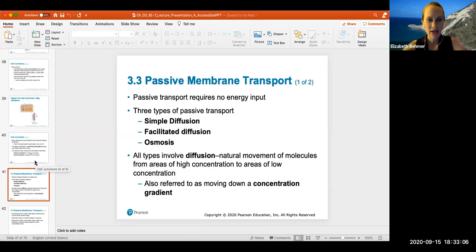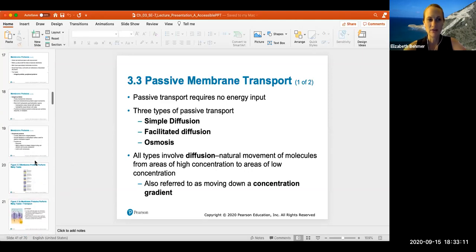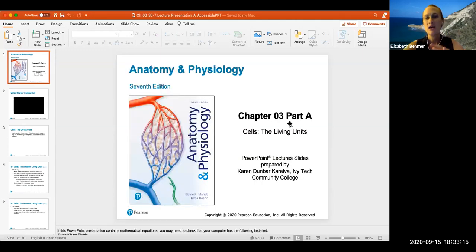So for lecture tonight, we're going to get through parts A and B in chapter 3, the first two PowerPoints. However, the first part in chapter 3, part A, is a review. So I'm just going to go over it rather quickly. Chapter 3 is all about cells and how things are transported across cells.